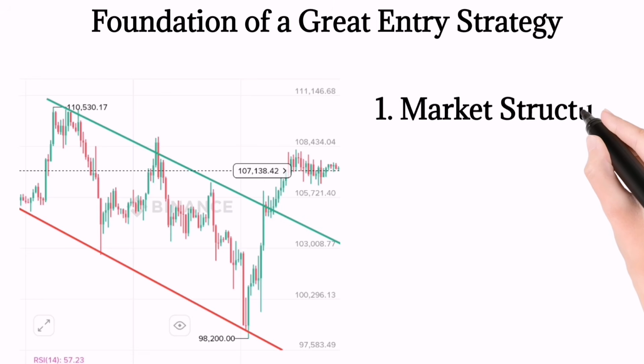1. Market structure. Ask yourself, is the market trending or ranging? Are we seeing higher highs and higher lows, an uptrend? Or lower highs and lower lows, a downtrend? If you can't answer this clearly, don't take a trade. Trading without understanding structure is like sailing without a compass.